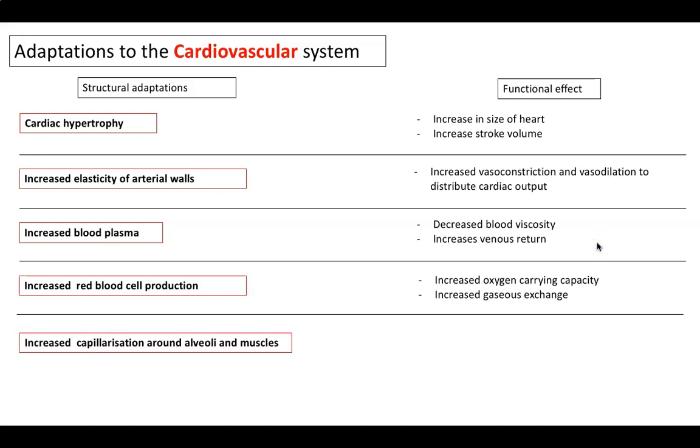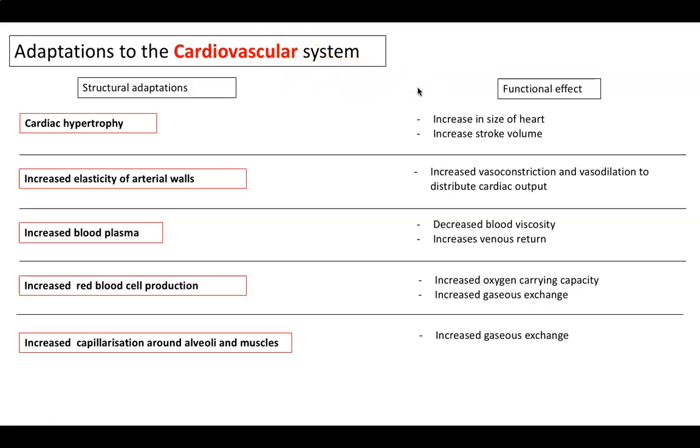We're also going to get an increased capillarization around the alveoli and the muscles, specifically slow oxidative muscle fibers, so type 1. This is also going to mean we're going to get an increase in gaseous exchange. Remember, you might want to highlight or underline cardiovascular system. Remember, cardiovascular system is the heart, the blood, and the blood vessels.